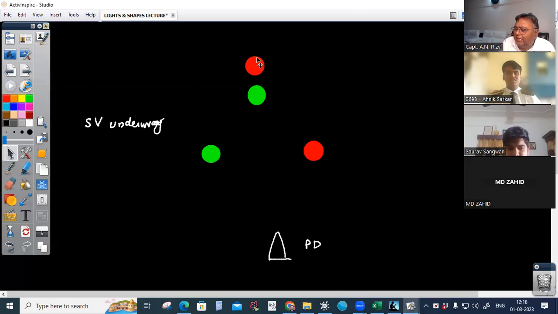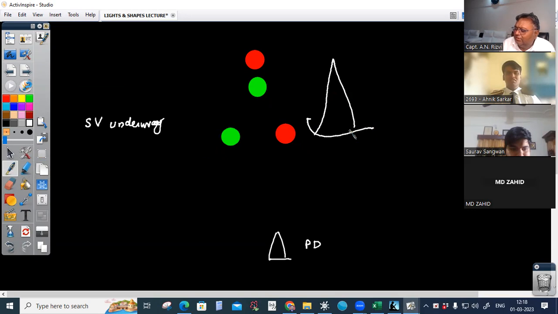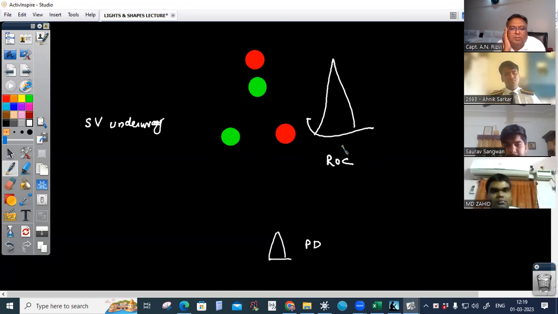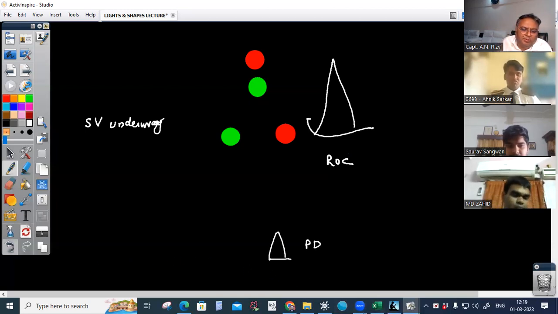See, this vessel is right ahead. Maybe we can make it a little bit like this. This is a sailing vessel, right? Like this. And you see this right ahead. It is not moving, or maybe it's underway, or maybe it is moving, and there is a risk of collision. It's a sailing vessel right ahead, not moving anywhere. You have determined risk of collision. So what action will you take? So alter course to starboard and pass port to port, the port side of the other vessel.